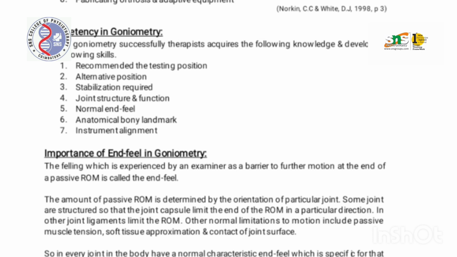Competency in goniometry. To use goniometry successfully, the therapist acquires the following knowledge and develops the following skills: recommended testing position, alternate position, stabilization required, joint structure and function, normal end feel, anatomical bony landmarks, and instrument alignment.